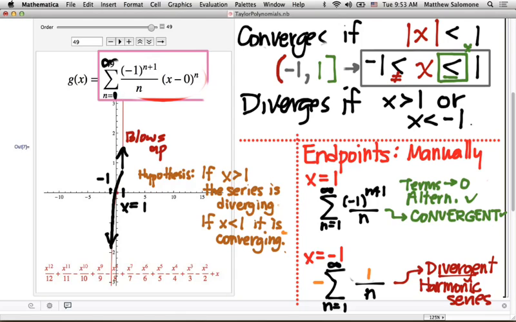And so our final answer for what is the domain of this power series, what is this interval of convergence, is that it is x between negative 1 and 1, inclusive of 1, the right endpoint, but exclusive of negative 1.